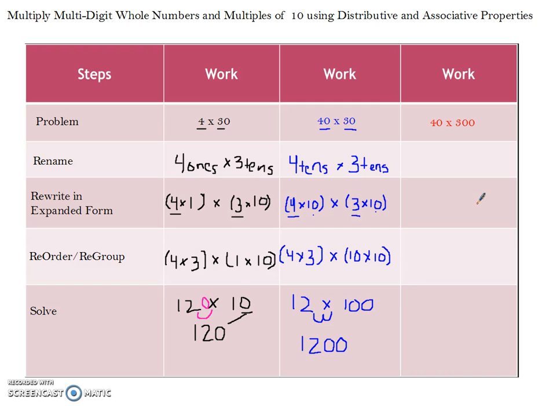For our final column, using multi-digit whole numbers and multiples of 10, we're going to do 40 times 300. First, we want to rename. So 40, like previously, is 4 in the tens column, times the 300, which would be renamed as 3, which is in the hundreds column, and I'm going to abbreviate hundreds, H-U-N-D.